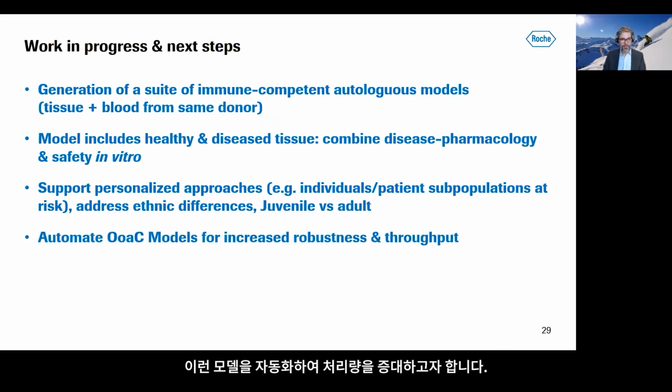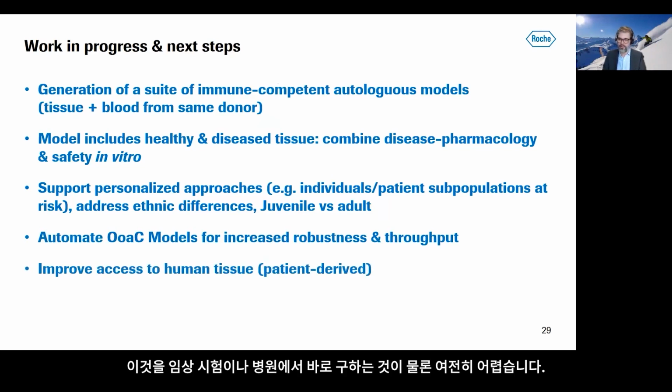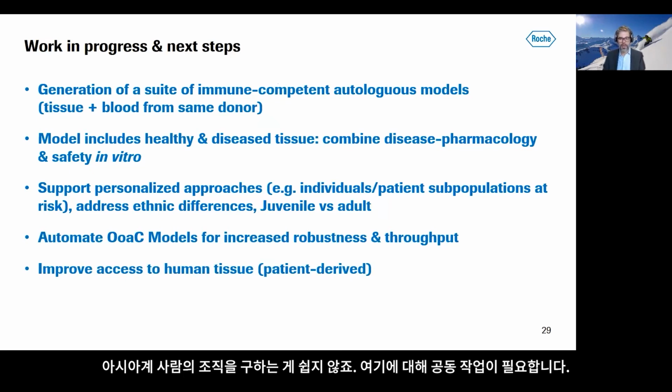We would like to automate, of course, those models so that we have an increased robustness, but also throughput. And we want to improve the access to human tissue. This is still, of course, difficult to get directly out of clinical trials or from hospitals, patient-derived tissue. That is not easy, and we need to work on that jointly.